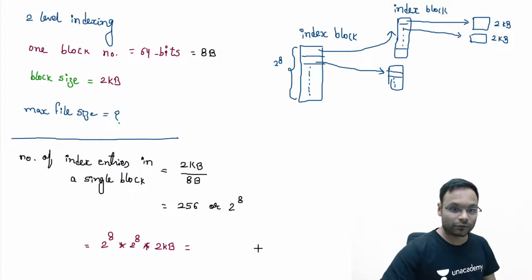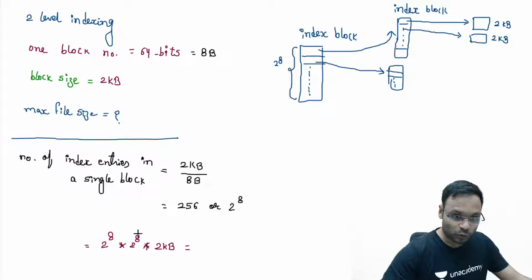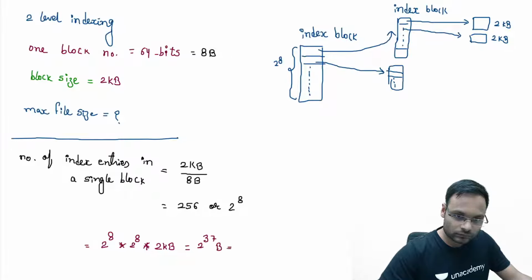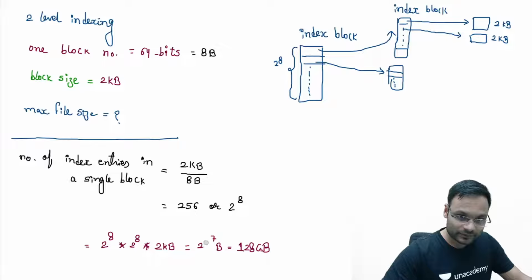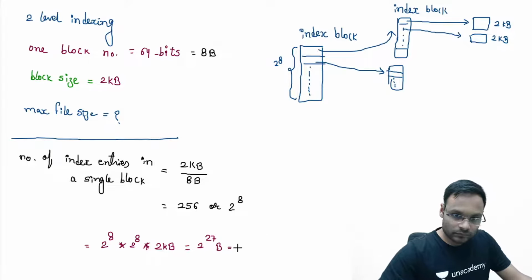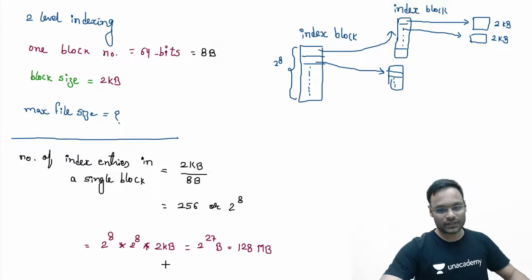Tell me, what will be the size of the file? 2 power 8 into 2 power 8 into 2 power 11, 16 and 11, 37. Which is 128 gigabytes. Oh, not 37, really sorry, 27. So it will be 128 megabytes. That can be the maximum file size we can have.